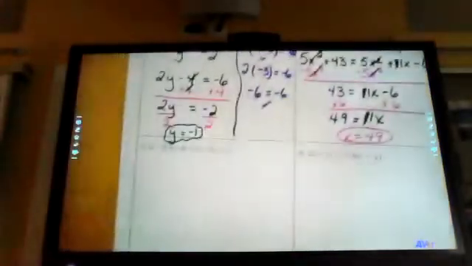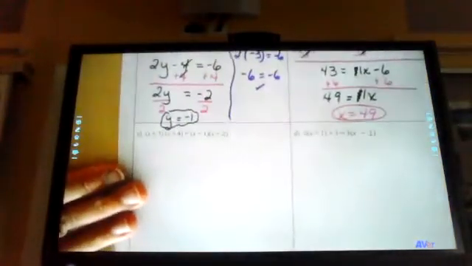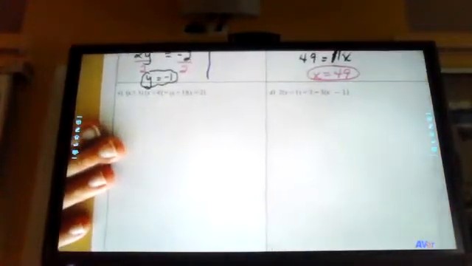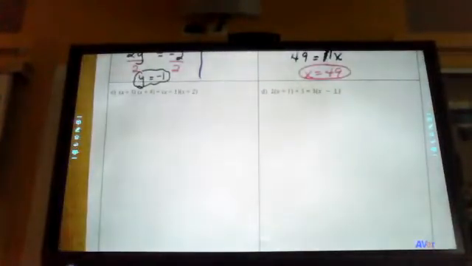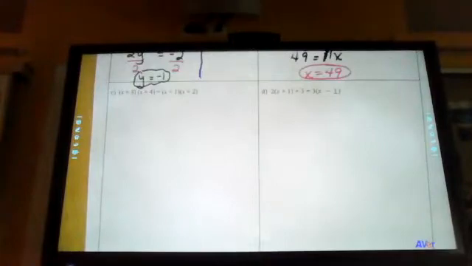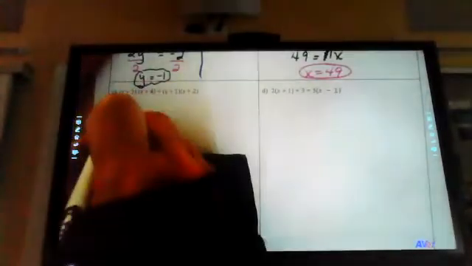We're going to let you guys try C and D on your own. Now I'm going to help you set up C, but then I'm going to have the video be paused and everybody's going to work through C and D. So take a look at C. Look at the left-hand side and look at the right-hand side. We now have two products that we're dealing with. So I have to be able to write them as a sum to be able to get x by itself.